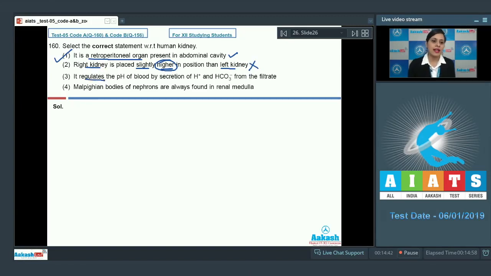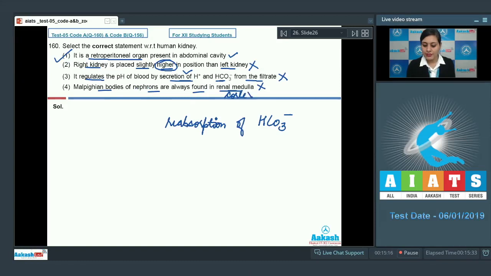The next statement given is, it regulates the pH of blood by secretion of hydrogen ions and bicarbonate ions from the filtrate. And this is an incorrect statement because it regulates the pH of blood by secretion of hydrogen ions, yes, but by the reabsorption of bicarbonate ion and not by its secretion. The last statement given is, Malpighian bodies of nephrons are always found in renal medulla, and this is an incorrect statement because these Malpighian bodies of nephrons are found in renal cortex and not renal medulla. So the correct answer to this question is option number 1. Let's discuss our next question.